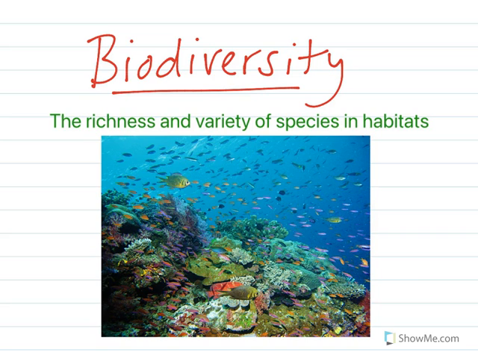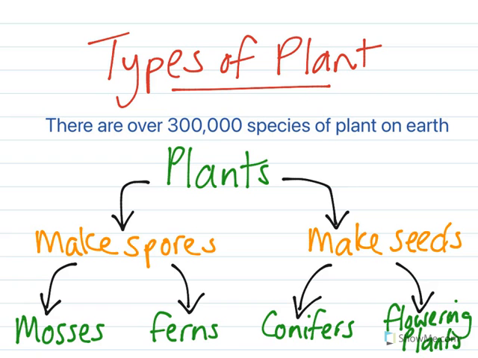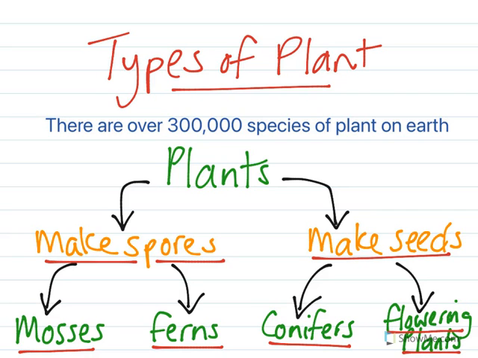Plants contribute to biodiversity in general, which is the richness and variety of species in habitats on the planet Earth. Different types of plant. There are over 300,000 different species of plant on Earth, and of all the plants, some make spores, and these include the mosses and the ferns. However, more advanced plants make seeds for reproduction, and these include the conifers like pine trees, and of course the flowering plants, fruit trees, and grasses that we get a lot of food from.